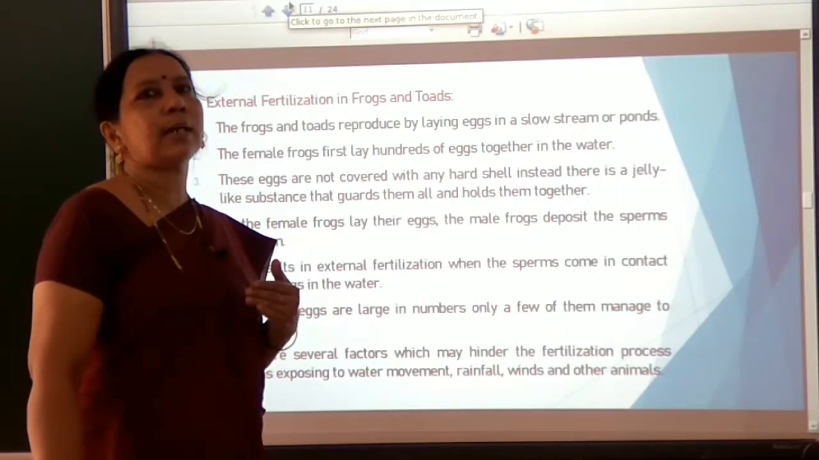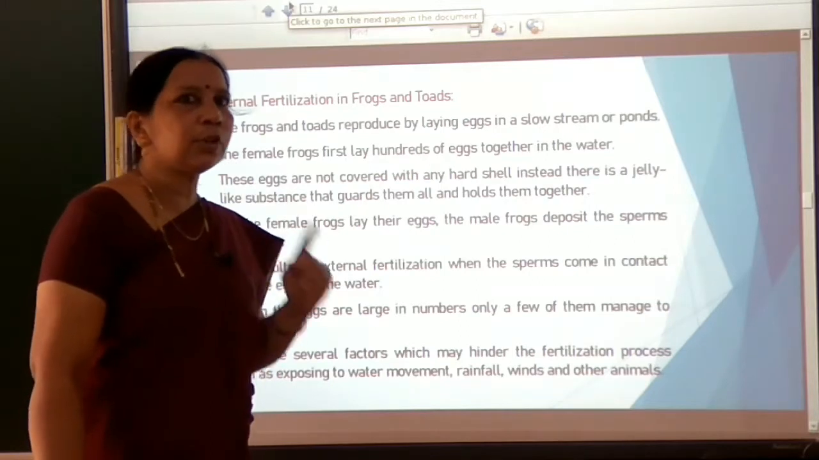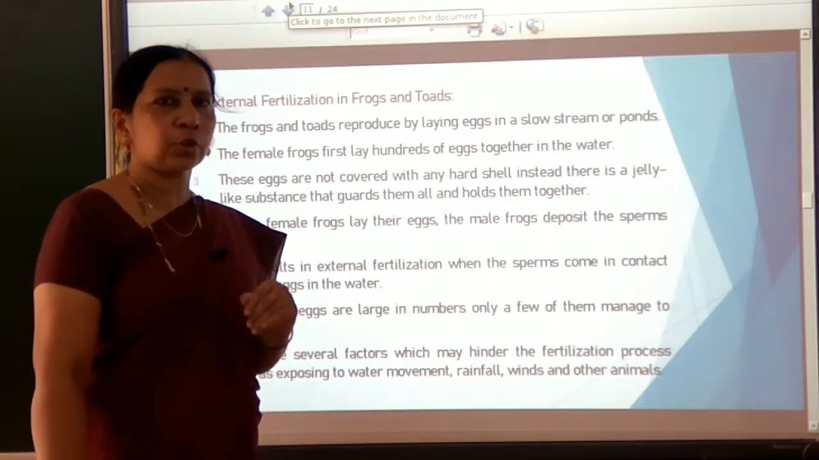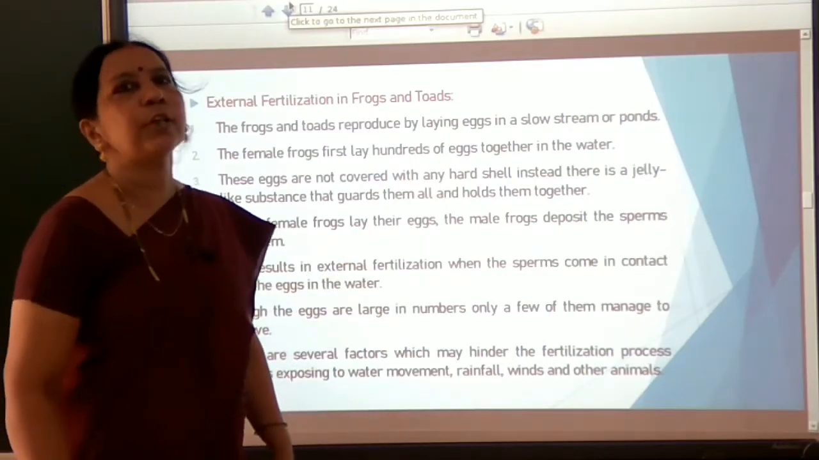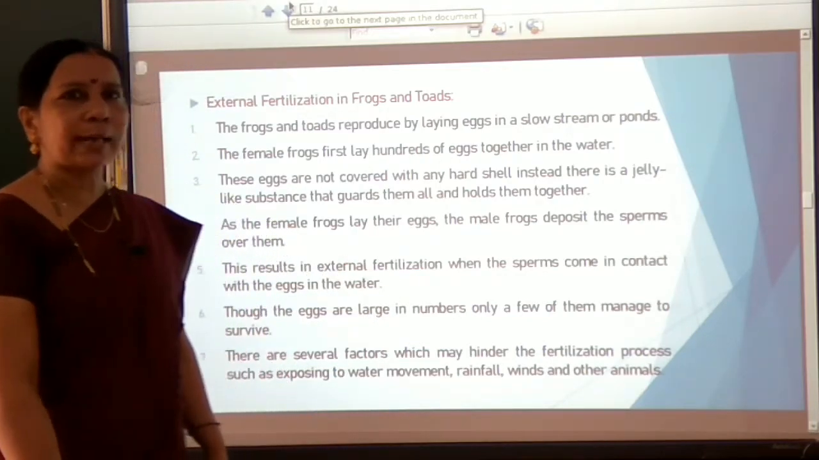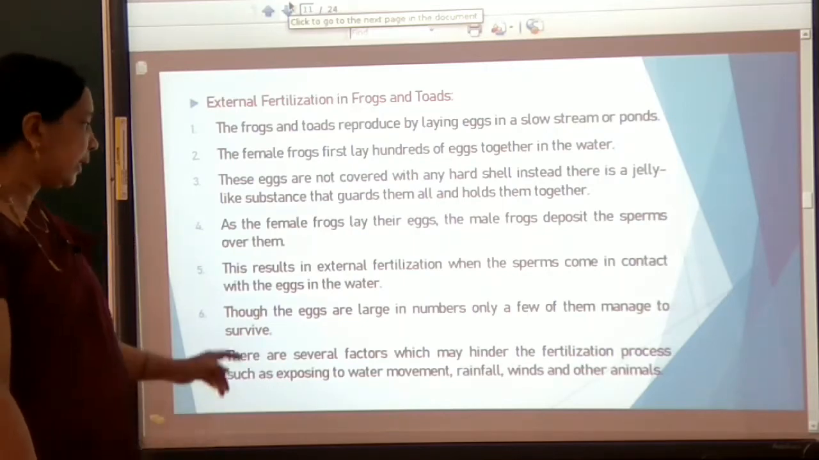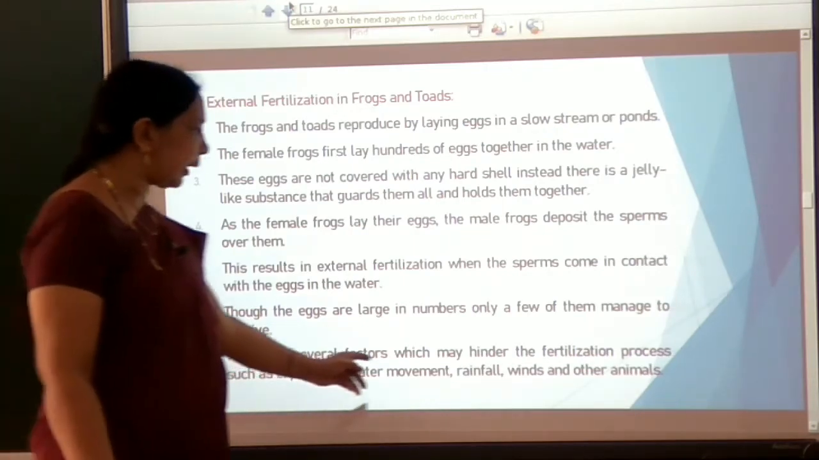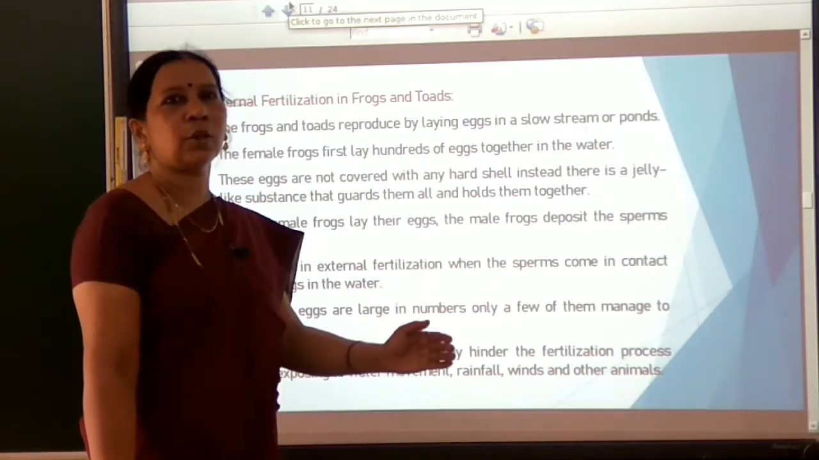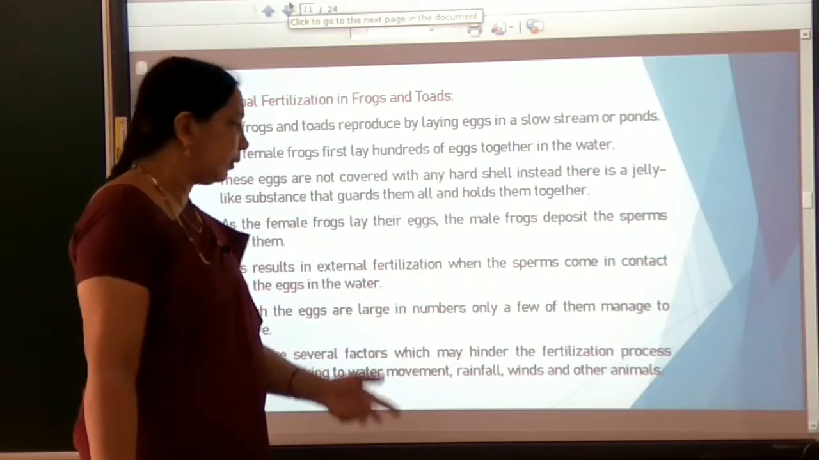So survival chances are very less here, even though thousands of eggs are produced. Why? Some factors hinder the process of fertilization here. Which factors hinder the fertilization? Since the eggs are released into water, these eggs are exposed to water movement. So most of the eggs may be destroyed.